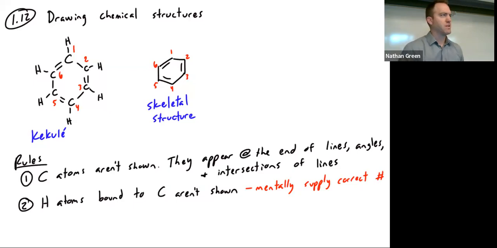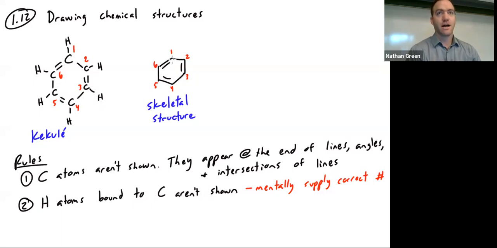What does that mean, mentally supply the correct number? It means give the carbon enough hydrogens for that carbon to have an octet. So let's take carbon number 1, for example. Carbon number 1 in my structure has 1, 2, 3 lines coming off of it. That means how many electrons are around that carbon right now? 6 total electrons shown explicitly on carbon 1 right now. You see that? 2, 4, 6 lines coming off of that bend.